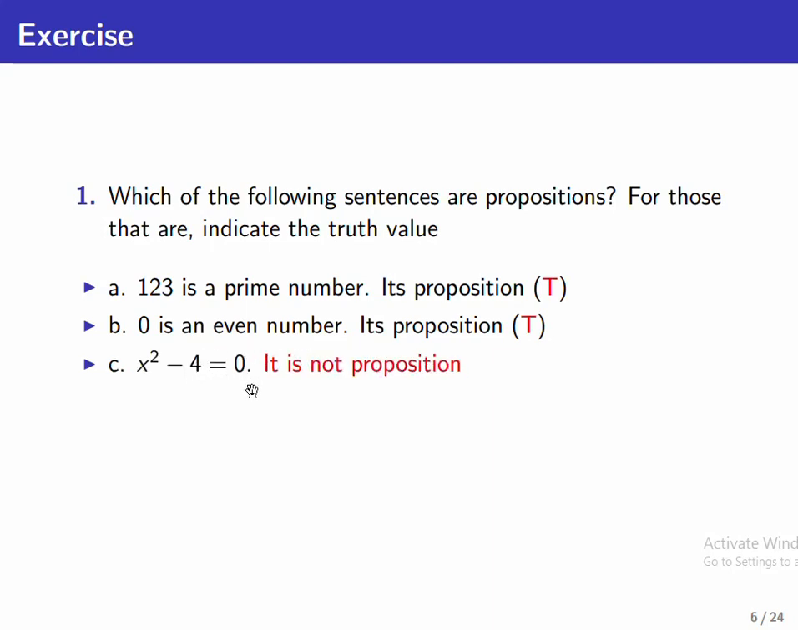C. x squared minus 4 is equal to 0. This is not a proposition, because it is difficult to determine the truth value, whether true or false. This is called an open proposition. That means if the value of x is replaced by some arbitrary number, then it has a truth value of true or false and becomes a proposition. So for the time being, x squared minus 4 is equal to 0 is not a proposition.